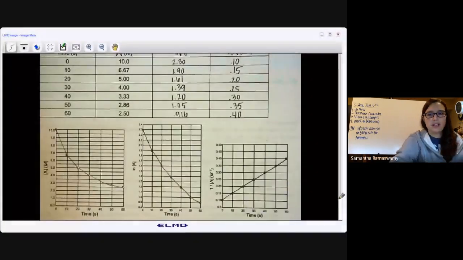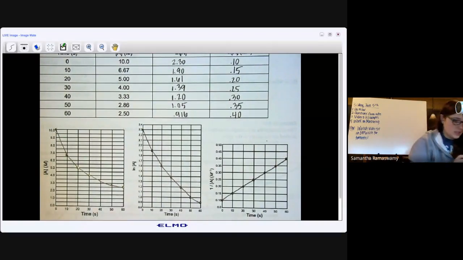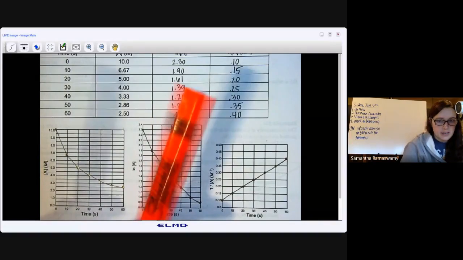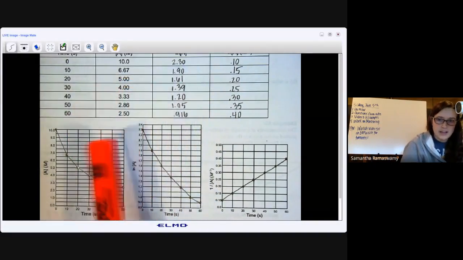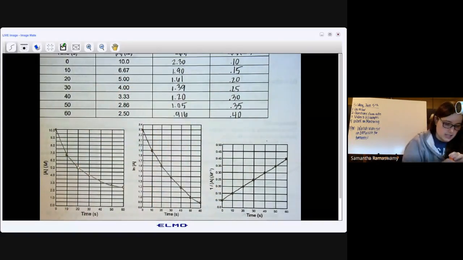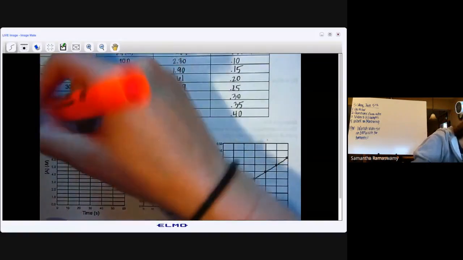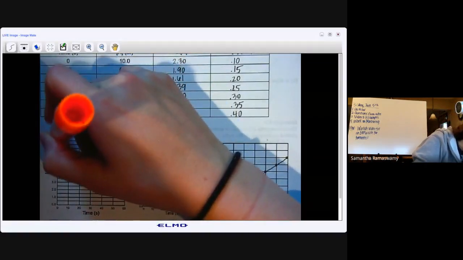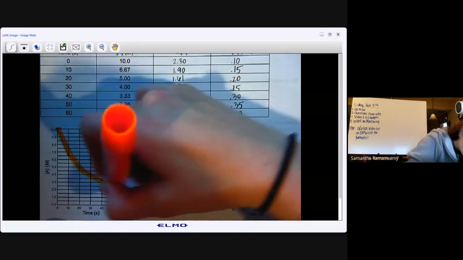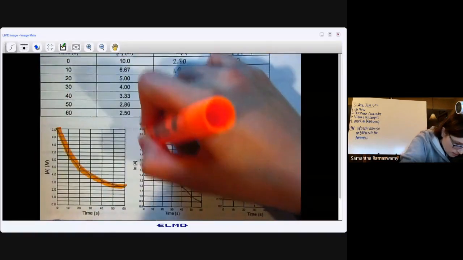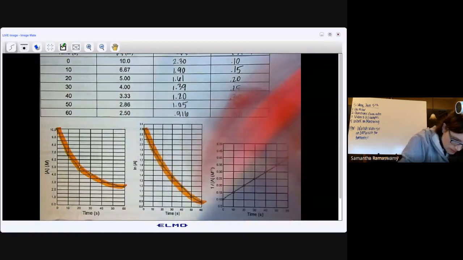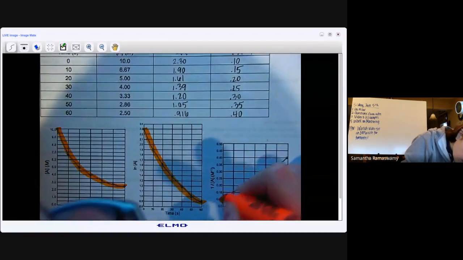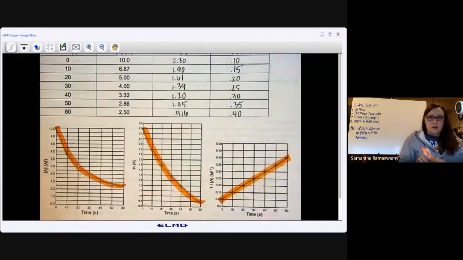Okay, so I just went through, I found everything in the table, and then I also graphed all 3. So I'm going to use a highlighter, and I'm going to highlight my lines just to make it easier for you guys to see. And so I tried to connect my points the best I could. Okay, so there are my lines.